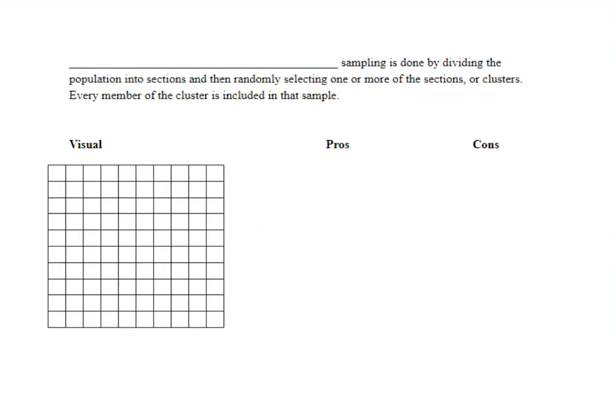Okay, moving on. Another type of simple random sample is one called a cluster, and not that type of cluster. So cluster sampling is done by dividing the population into sections and then randomly selecting one or more of the sections or clusters. Every member of the cluster is included in that sample.